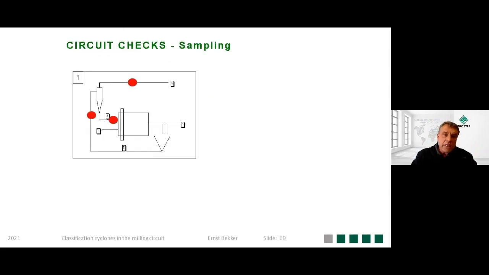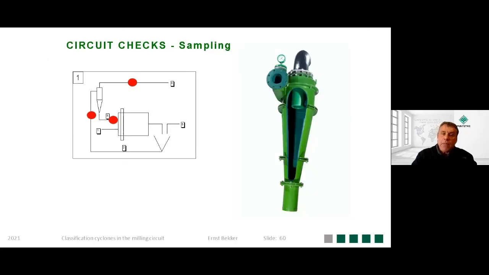Sampling around the circuit, cyclone overflow, underflow, and feed, is what we require. Sometimes it's difficult to sample the feed to the cyclone.